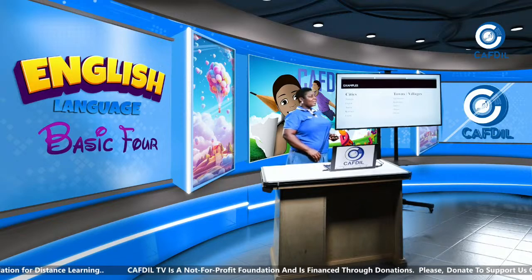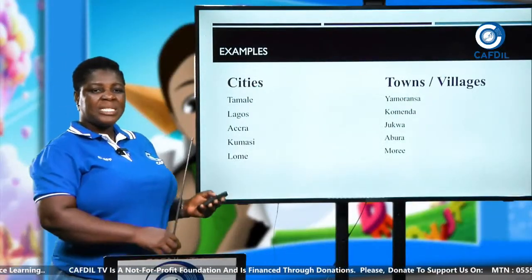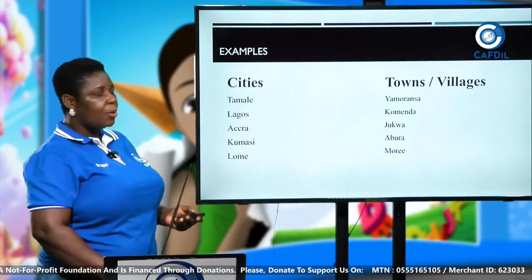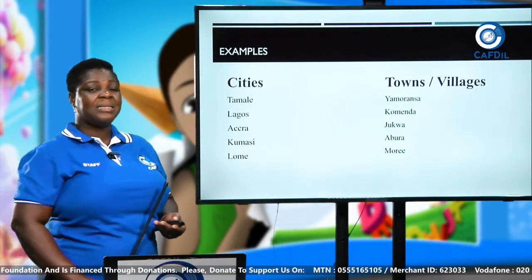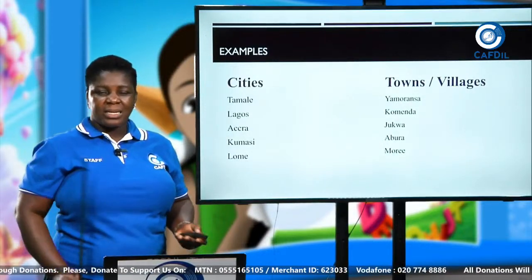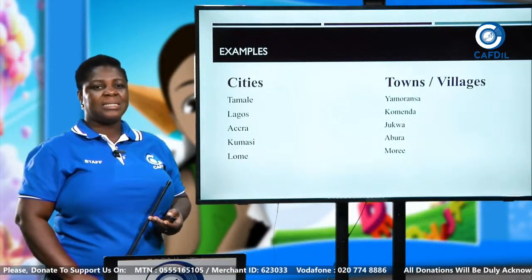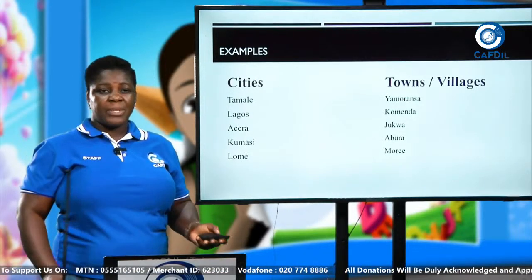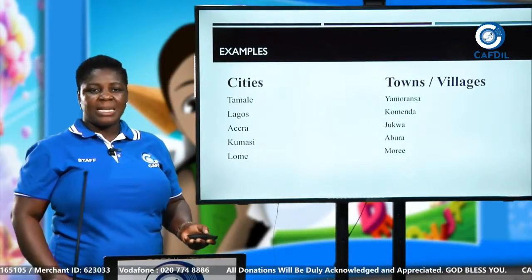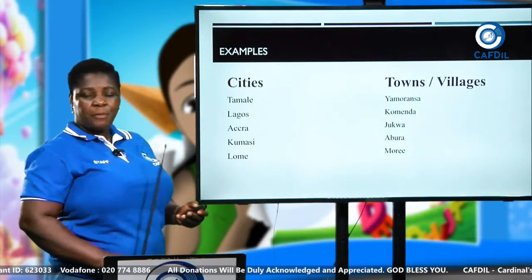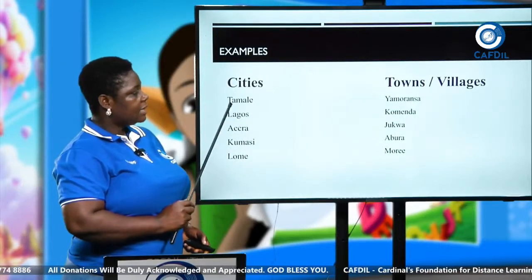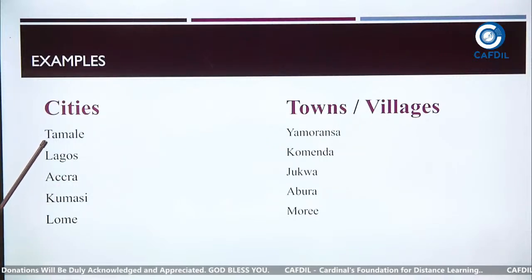All right, learners. Now I have some examples of cities and towns on the screen. Let's go through them, and don't forget that all proper nouns begin with capital letters. Never forget this. Anytime you are writing them, you begin with a capital letter, and these are names of places. So we have Tamale, and it begins with a capital letter.